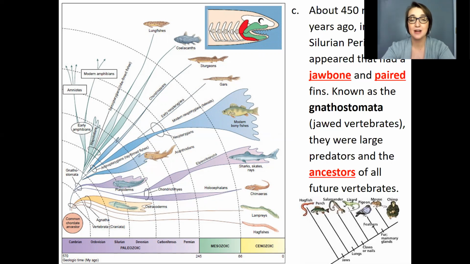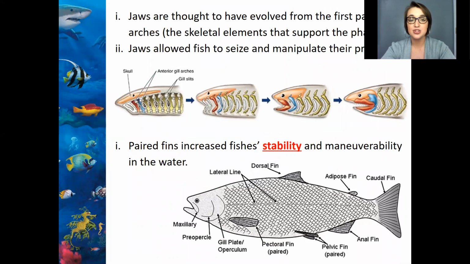And these fish that now have jaws are the ancestral predators that pretty much make up all the future vertebrates that we see today. It doesn't matter what they are. These are going to be the great-great-great-great-great-great-grandparents of all our species that we still find in the ocean to this day.